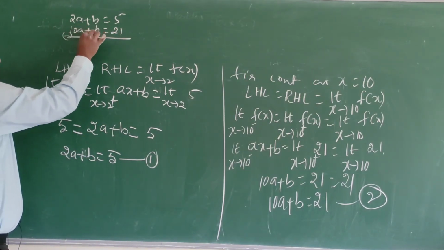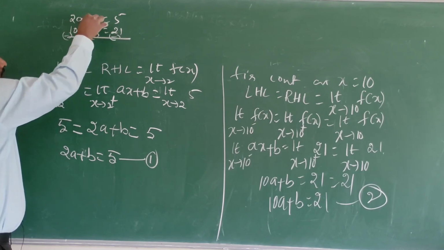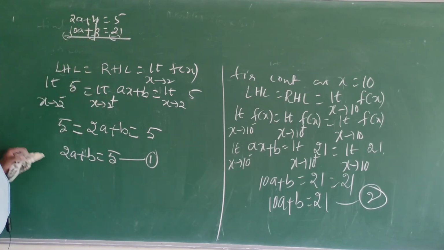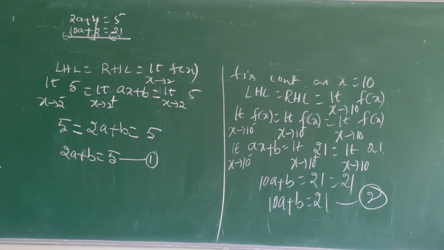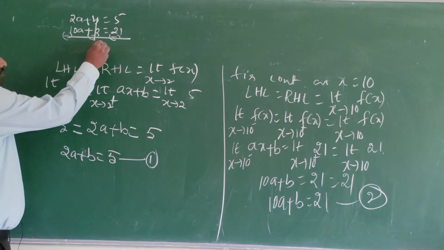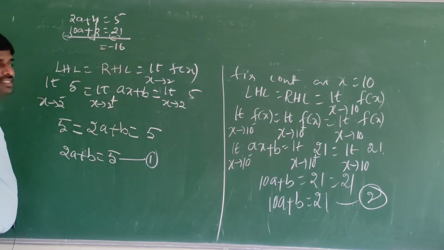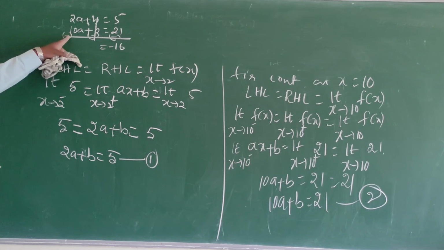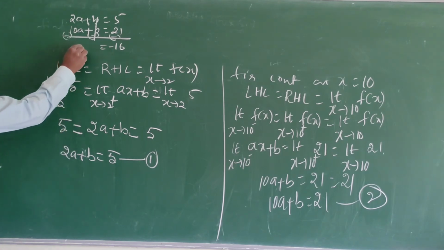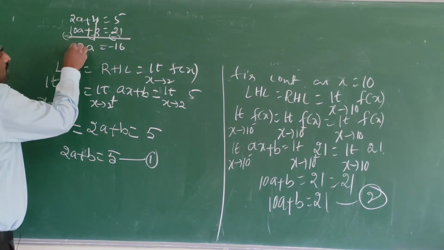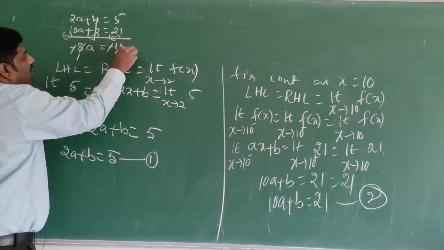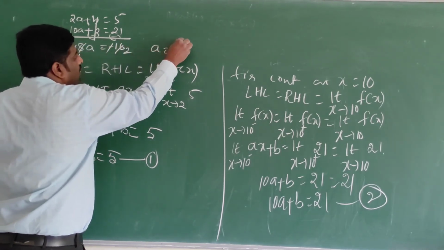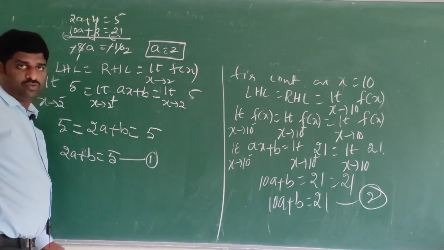Subtract these equations. b gets cancelled. 21 minus 5 is 16. 10a minus 2a means 8a. So minus cancels. 8 ones are 8, 8 twos are 16. Therefore a is equal to 2.